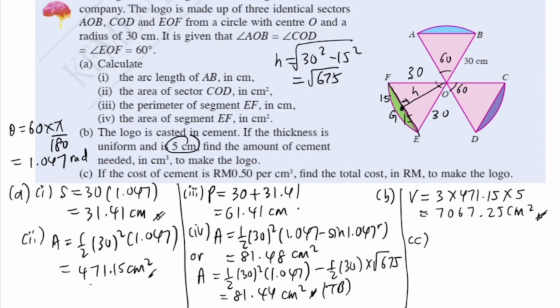Calculate the total cost. This is simple. We know the volume of cement required is 7067.25. You multiply with 50 cents, and you will get RM3533.63.